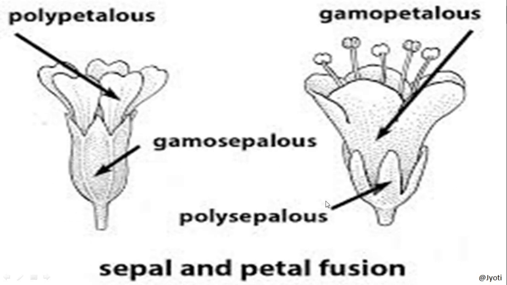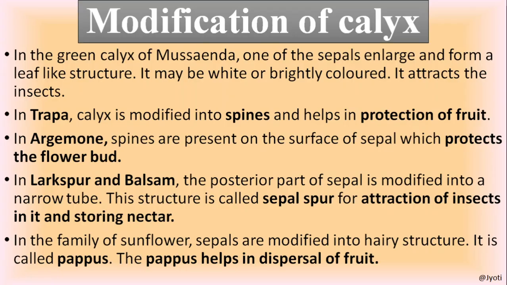Okay, the next is polysepalous. Here you can see the sepals are not attached to each other completely, so they are not forming a cup-shaped structure. This is called polysepalous, meaning free sepals, and this is gamosepalous, meaning fused sepals.